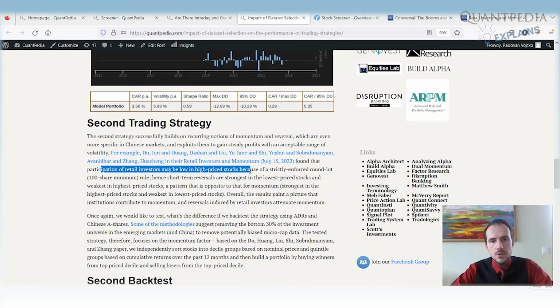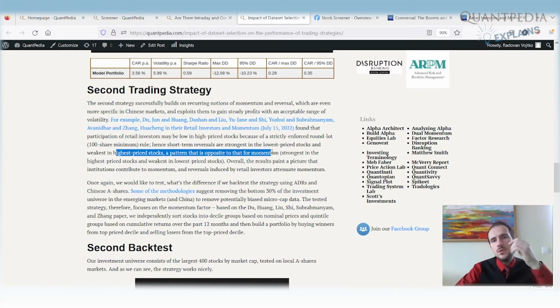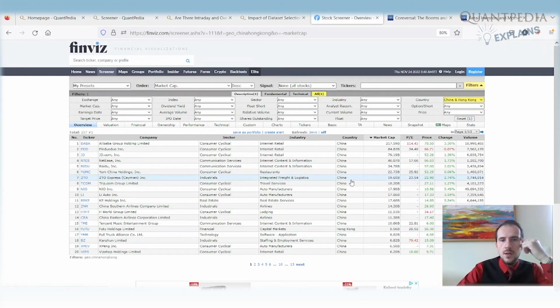And because it's driven by retail investors, there are some strategies that work better in the local Chinese market. That's also the case for the second trading strategy. It shows that the lowest-priced stocks have a very strong short-term reversal. On the other hand, the high-priced stocks have very strong momentum. And because the ADRs in the US are usually high-priced stocks and usually stocks from bigger companies, reversal strategies do not perform very well in ADRs. They perform better in the local Chinese market.